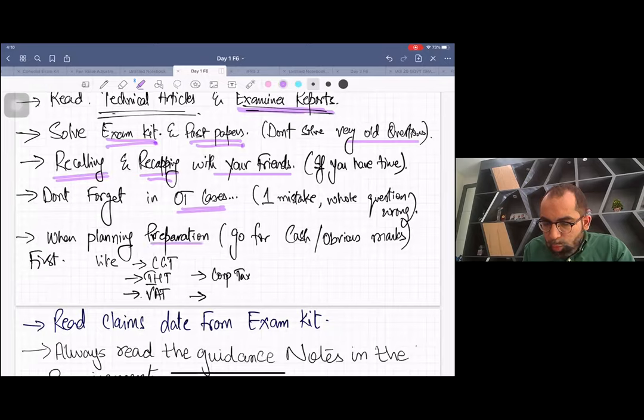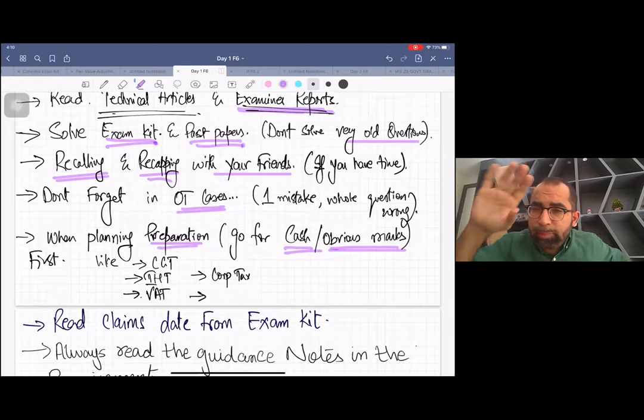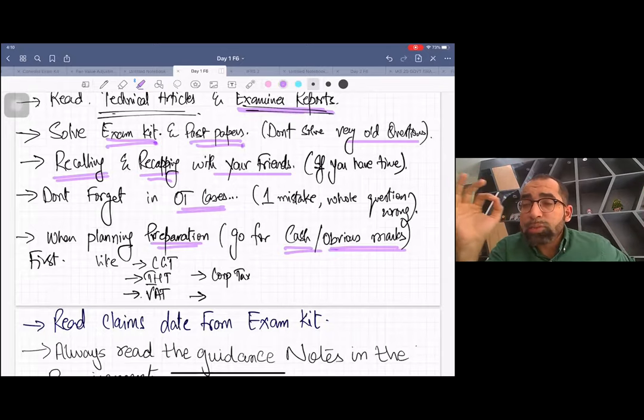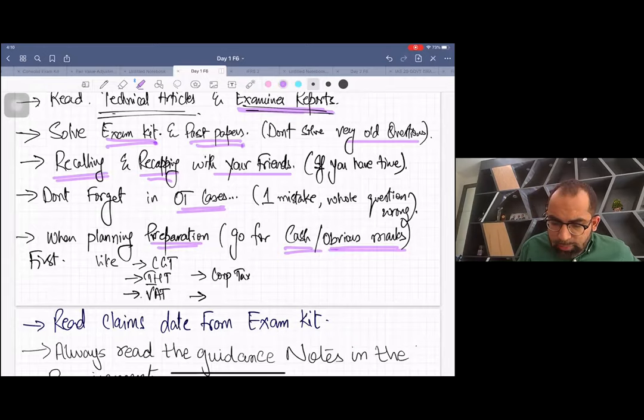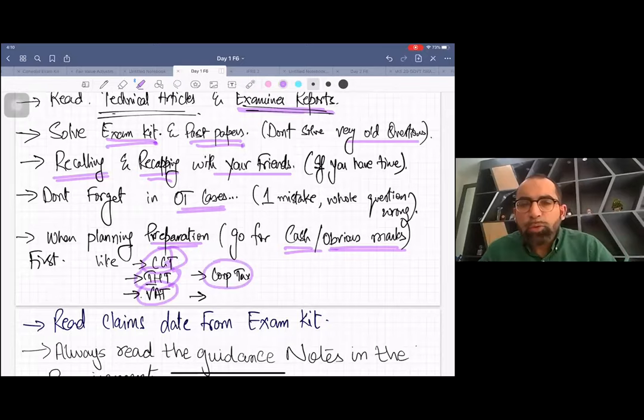Now, when planning preparation, go for cash or obvious marks. Listen, there are some areas which are separate from the whole course and which are easy scoring areas, like CGT, IHT, value added tax, corporation tax. If you do CGT, IHT and VAT, you can easily score 35 to 40 marks, because from CGT, IHT and VAT, 3 10-mark questions are guaranteed, and some part of CGT also comes in MCQs as well as the CRQ area. So automatically you can easily score 35 to 40 marks.